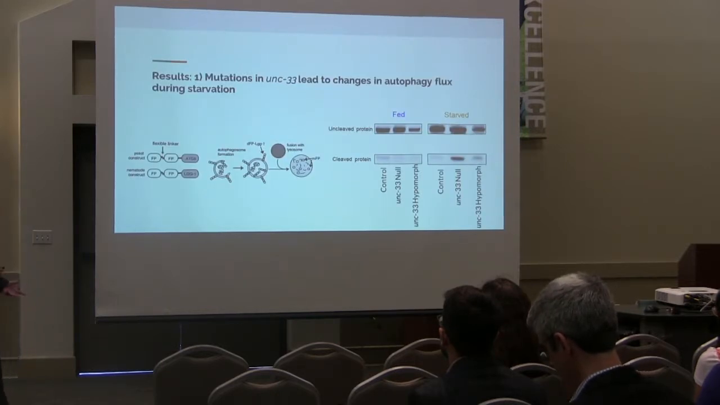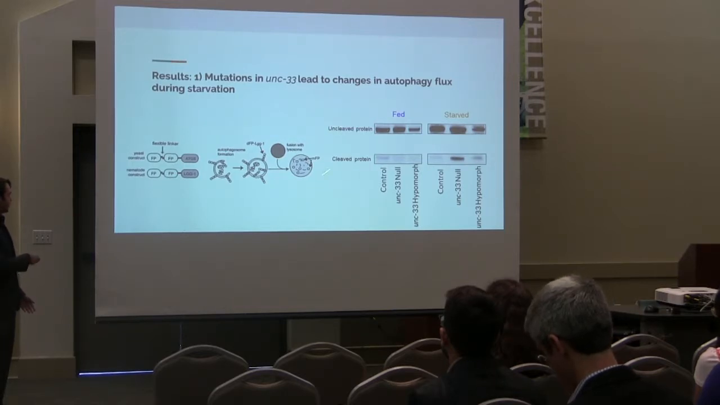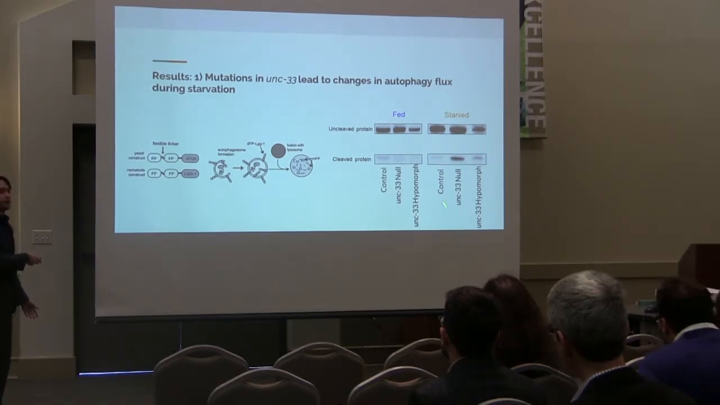So our first set of results show that mutation in UNC33 leads to changes in autophagic flux during starvation specifically. This is an example Western blot, one of the ones that we ran. Here we have the fed conditions, comparing the uncleaved protein, the full construct, to the cleaved protein. What you can see is that from the fed condition to the starved condition, there's an increase in the amount of this second band, this monofluorescent protein unit, compared to the uncleaved protein, in both harmonies.